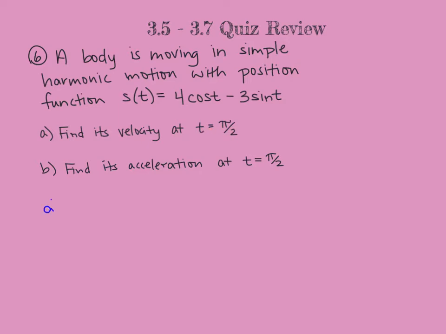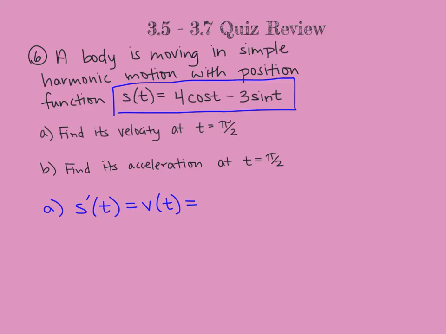What we want to do is find the velocity when time is pi over 2. So for part A, what we need to do to find the velocity equation is take the derivative of the position equation. So s prime of t is velocity. And then taking the equation here and finding its derivative, we'll use the sum and difference rules because it's just a difference. So the derivative of 4 cosine t is negative 4 sine of t, and the derivative of minus 3 sine t is minus 3 cosine t.